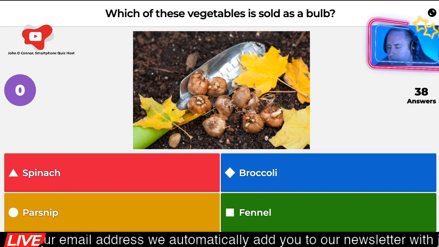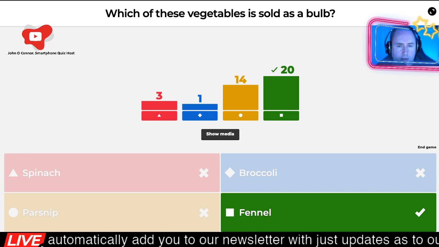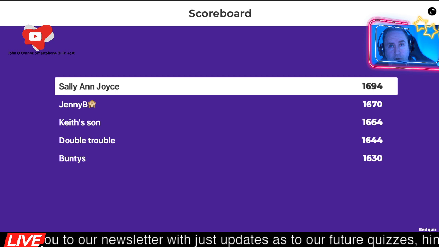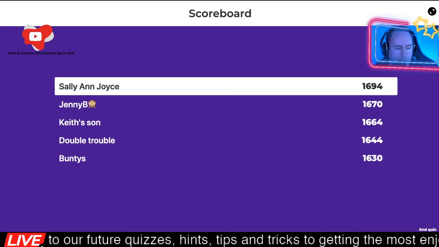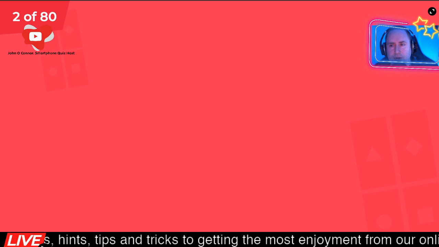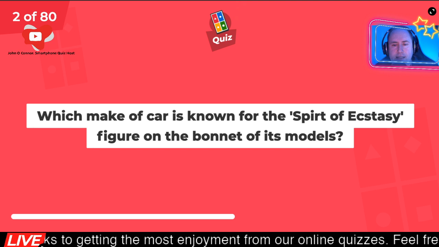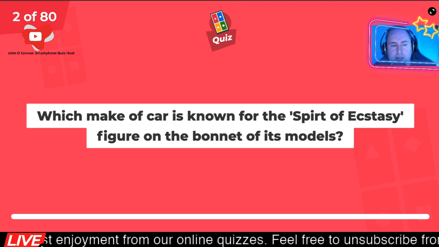It is fennel. Okay, so on my screen just now, you will see the top five performing teams in the quiz so far. On the bottom right-hand corner of your Kahoot app has your score. Tricky now is to get onto my scoreboard and preferably the top of it. But don't worry, we've a long ways to go. Here's question two, multiple choice. Which make of car is known as the Spirit of Ecstasy figure and it's on the bonnet of its model cars? Is it the Jaguar, Skoda, Rolls-Royce, or the Fiat Punto?